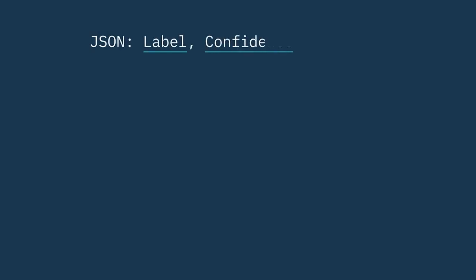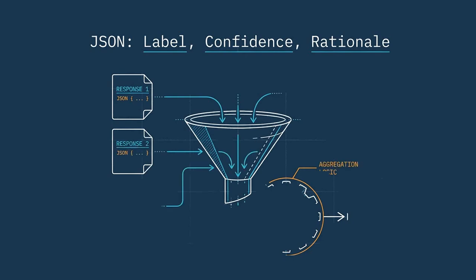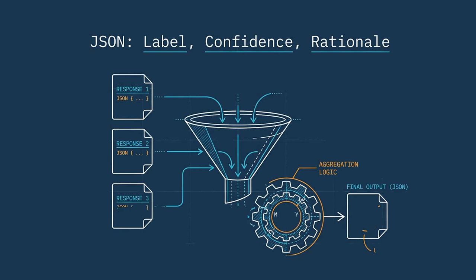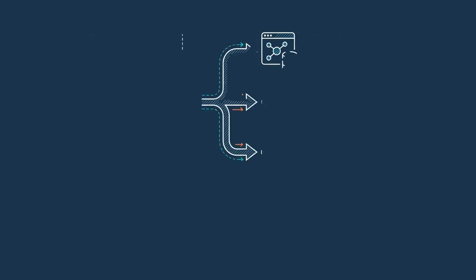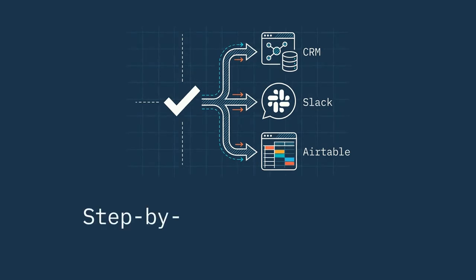Each model receives the same structured prompt and returns a structured JSON response, a label, a confidence score, and a short rationale. Those 3 responses converge into a single aggregation node, where a JavaScript code node runs majority vote or confidence-weighted logic to produce a final decision. If 2 or more models agree, the consensus output routes downstream to your CRM, your Slack alert, or your Airtable record, whatever action your workflow requires.